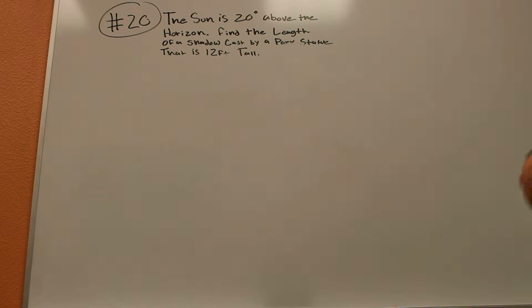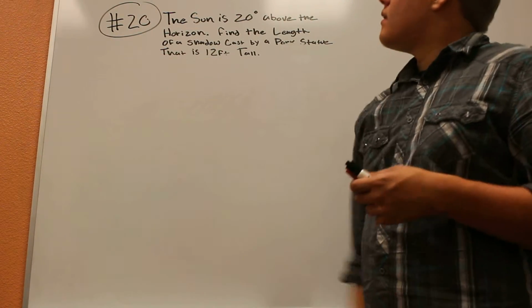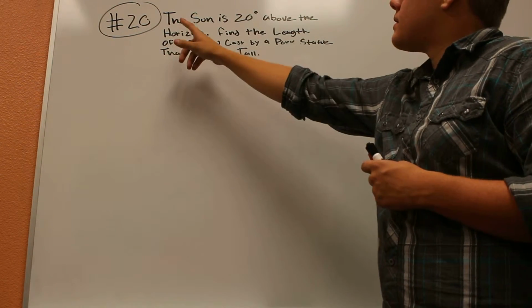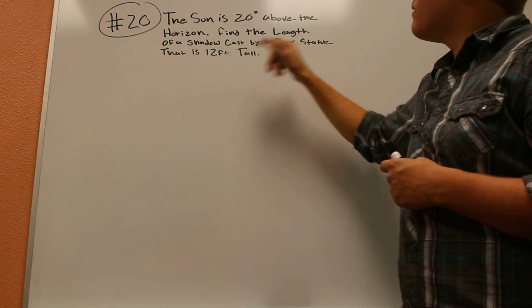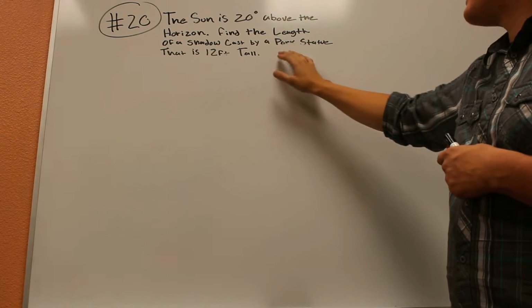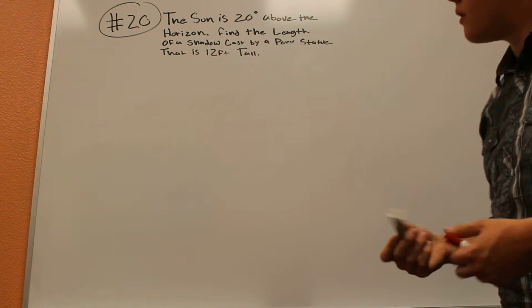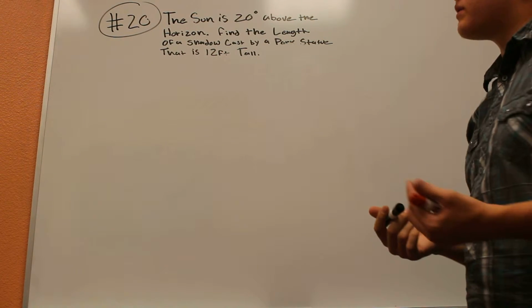All right, so the problem that we were given, or that we chose, from 1.8 is number 20. And in the problem, it says the sun is 20 degrees above the horizon, and we need to find the length of a shadow that is cast by a park statue that is 12 feet tall. So what we need to do is draw a triangle, basically.